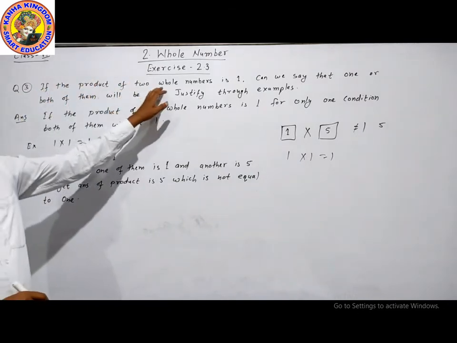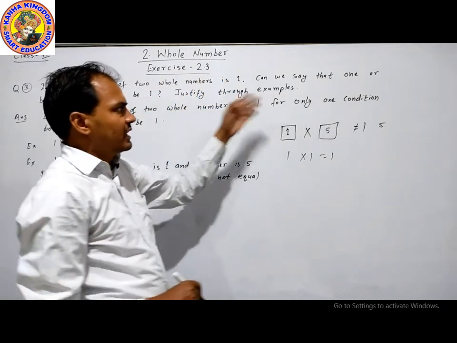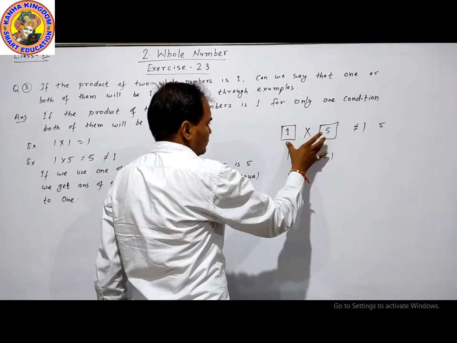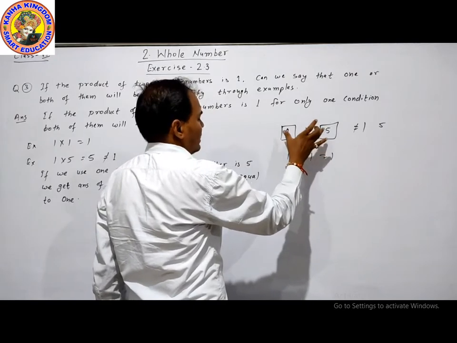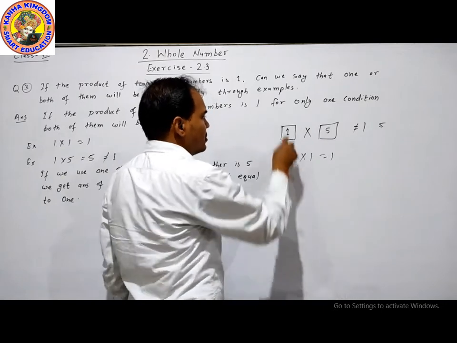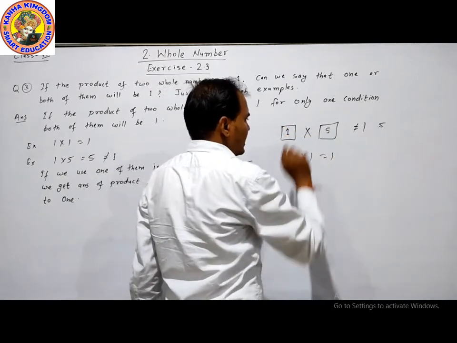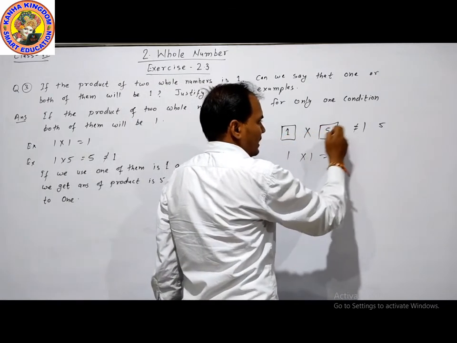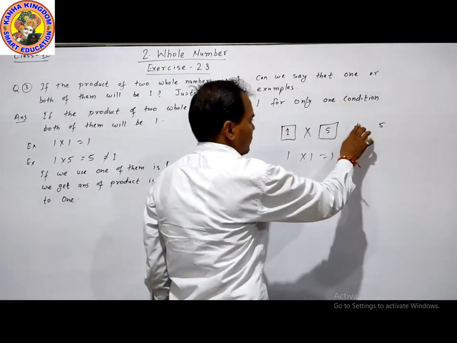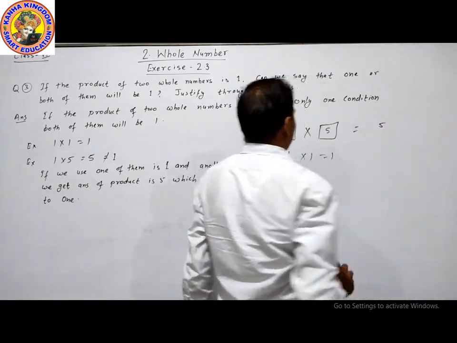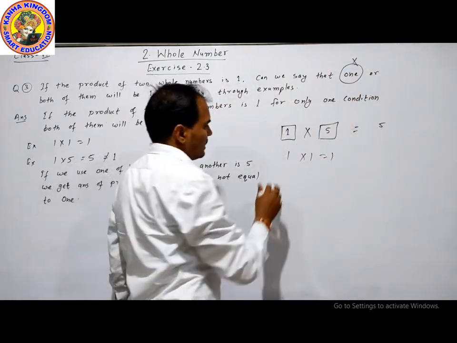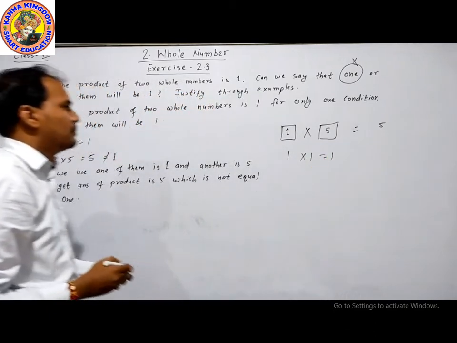If the product of two whole numbers is 1, can we say that one or both of them will be 1? If we take the product of two numbers, one of them is 1 and another is any digit, when we multiply 1 into 5 our answer is 5, which is not equal to 1. So one of them being 1 is not the correct answer. The correct answer is both of them will be 1.